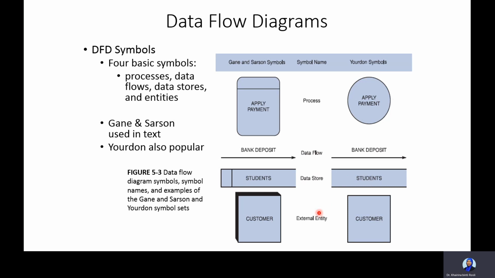DFD shows the external entity by drawing a rectangle or square. For the Gane and Sarson symbol, it has a bit of shade here. Whereas for the Yourdon symbol, it's just a simple rectangle or square. And in the middle there we put who the external entity is. The external entity here means external to the system.